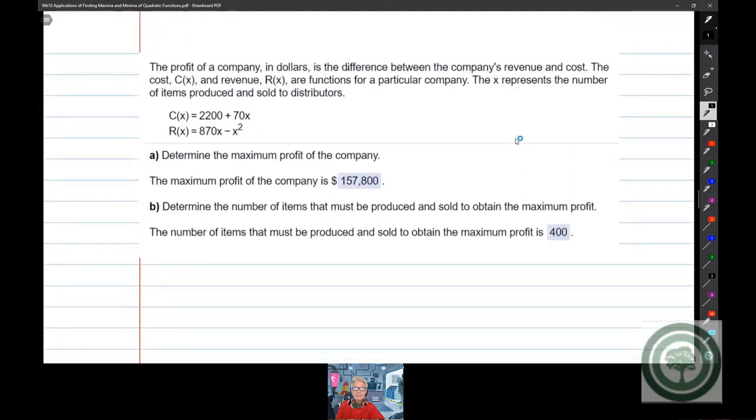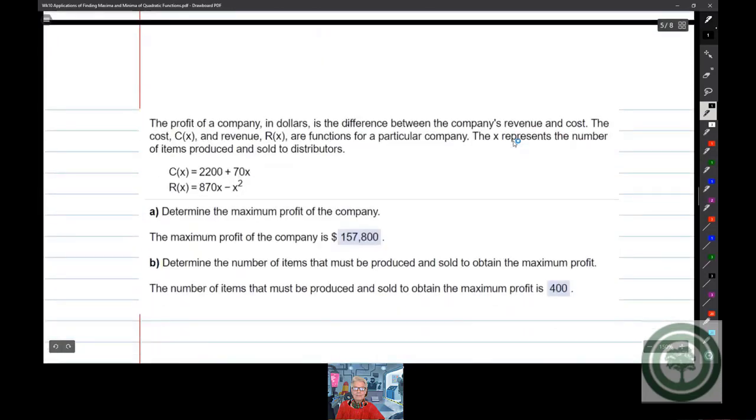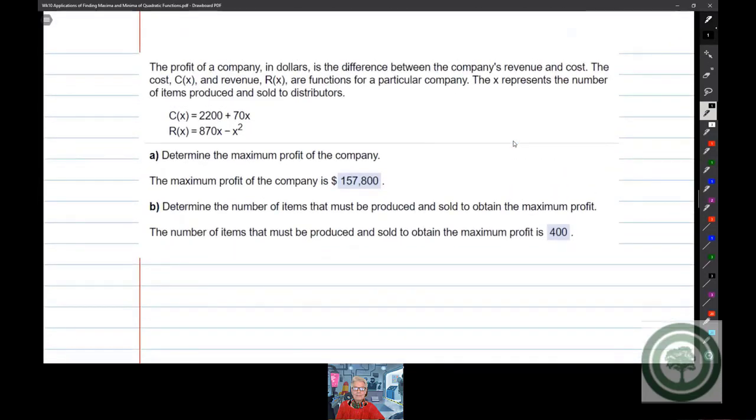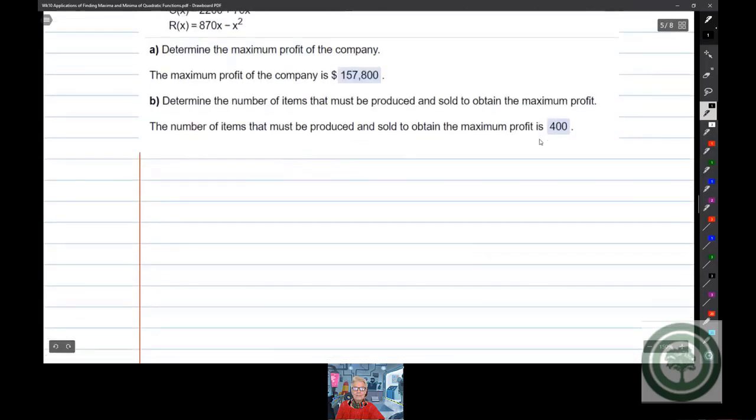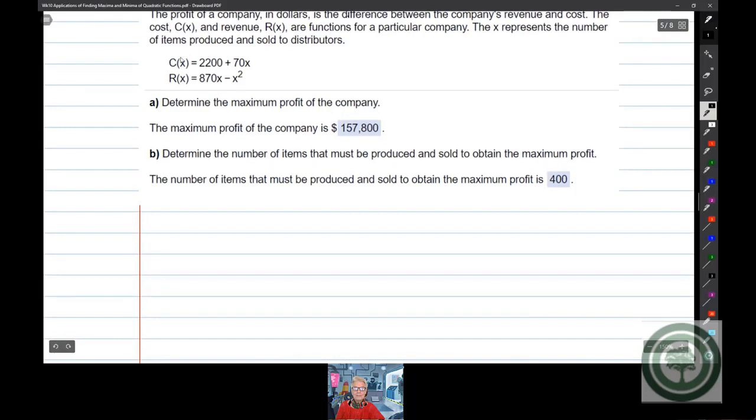Profit, for all of you business majors, and now this problem. The profit of a company in dollars is the difference between the company's revenue and the company's cost. The cost, C of X, and the revenue, R of X, are functions for a particular company. The X represents the number of items produced and sold to distributors. Determine the maximum profit of the company. The maximum profit has got to come from the profit, so we are going to have to calculate the profit. We're not given the profit, we're given the revenue and the cost.